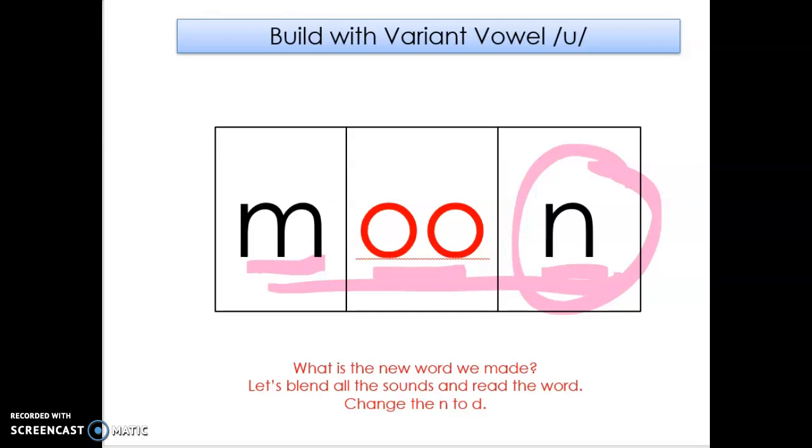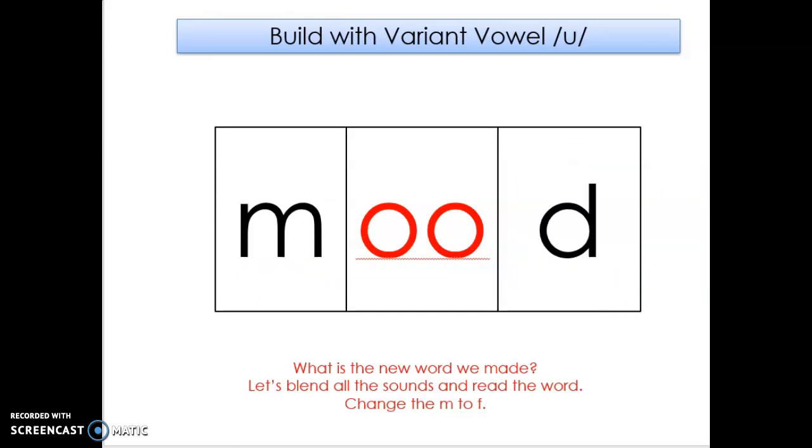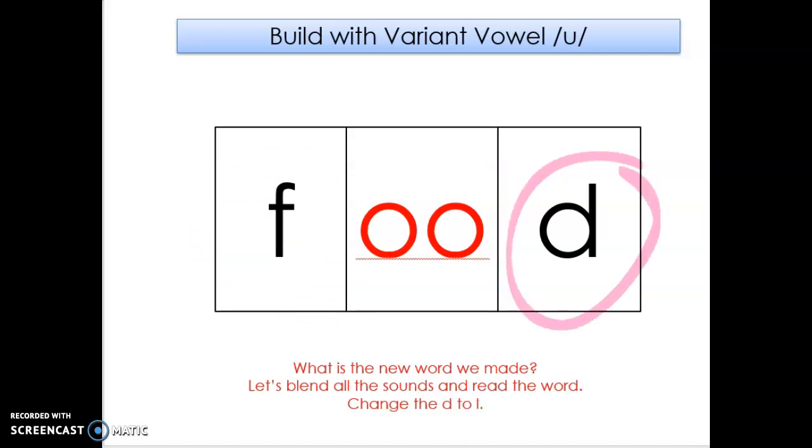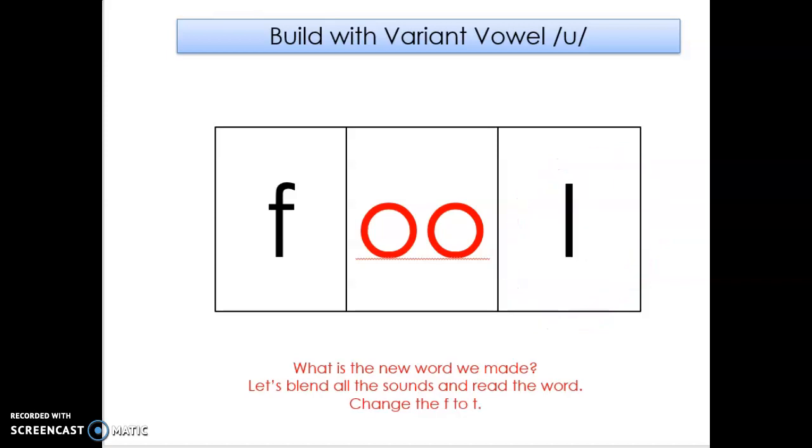Think, say. The word is mood. What's the word? Change M to F. Think, say. The word is food. What's the word? Change D to L. Think, say. The word is fool. What's the word? Change F to T. The word is tool. Tool, what's the word?